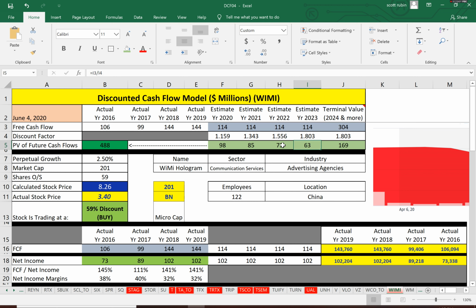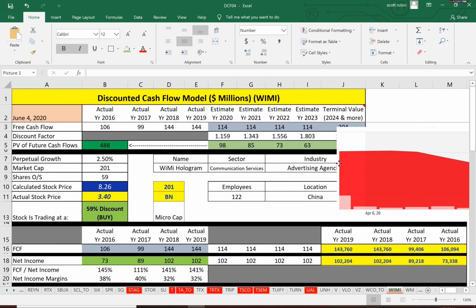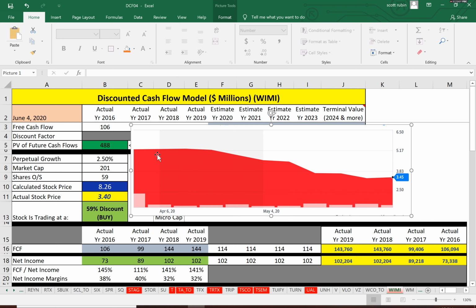So when we discount these numbers back to today's value, we get a $488 million value of the company. And when we divide it by 59 million shares, it's a stock price of $8, and it's trading at $3.40. So it is trading at a 59% discount, even with a conservative model. And you can see historically, it never really traded much higher than maybe 5.25. So it's always been trading at a discount.